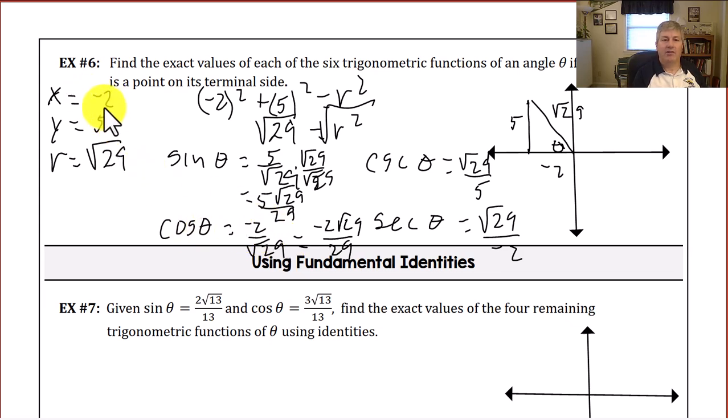And then our tangent's going to be a little bit easier. It's going to be y over x, or 5 over negative 2. And our cotangent will be negative 2 over 5. And that should be all of the trig functions of theta.